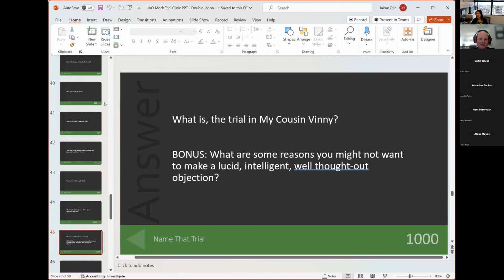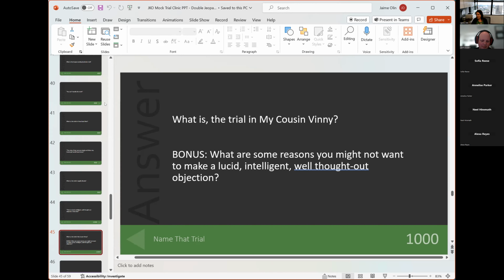Kevin, can you think of some reasons why, as a presiding judge, you might overrule a perfect, lucid, intelligent, well thought out objection? Because I want to see how a team that is performing well responds to something not going their way. Yeah, definitely. And that is something that we all do as presiding judges sometimes: when you get a curveball thrown at you, what happens?